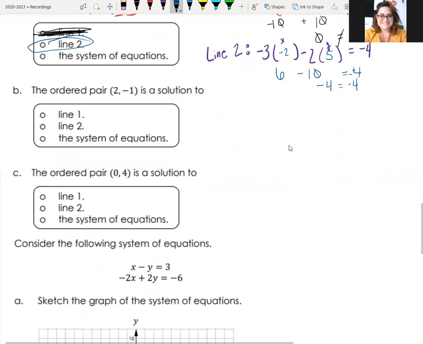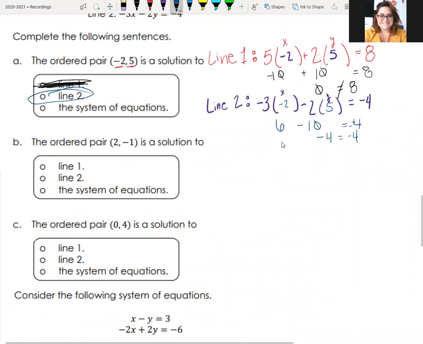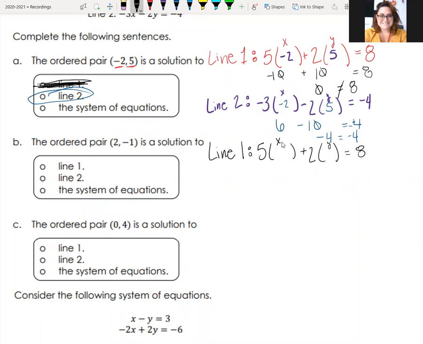So let's go ahead and check the second one. We're going to use the same equations, just this time different numbers. So again, line 1 is 5 times our x plus 2 times our y equals 8. Line 2 is -3 times x minus 2 times y equals -4. Oop, started copying the wrong one.